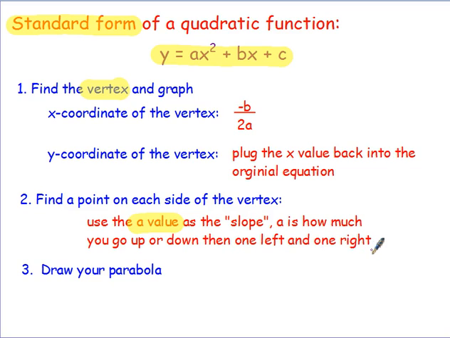Once you have your vertex and a point on each side of the vertex, you have 3 points, then you simply draw your parabola and make sure it is a smooth U-shaped curve. So that being said, we are going to try a couple together and you're going to try a couple on your own.